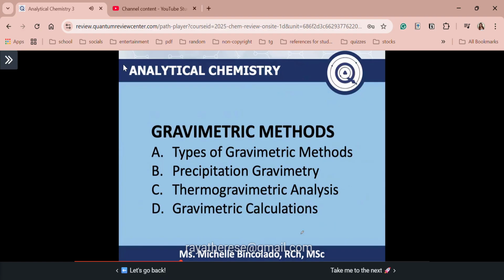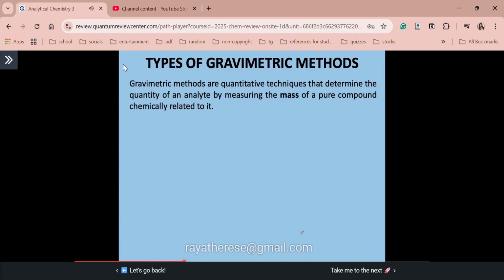Ang highlight talaga ng chapter class na ito or ng Anachem 3 natin ay gravimetry. So we have gravimetric methods. We will go over the types and then zoom in tayo sa specific method, precipitation, then a little background on the instrumentation of TGA and boom, calculations na guys agad tayo. Alright, so gravimetric methods are quantitative techniques that determine the quantity of an analyte by measuring the mass of a pure compound chemically related to it. Take note ha, kailangan related. Kaya nga, may stoichiometry na involved here.